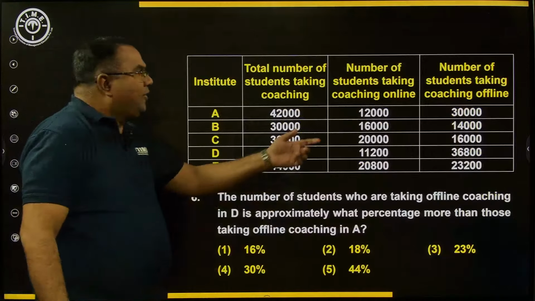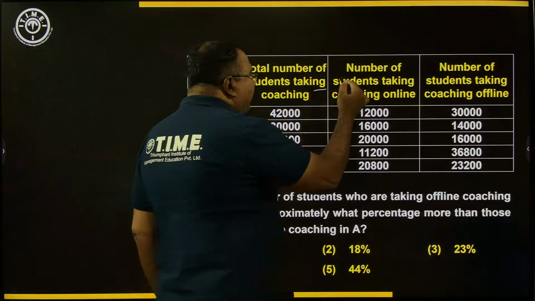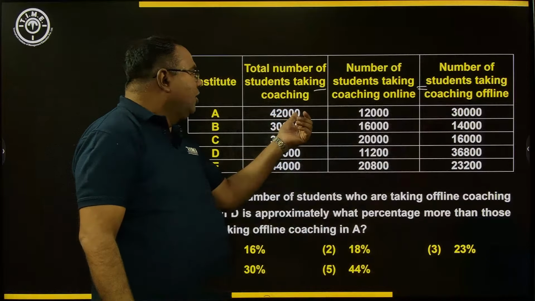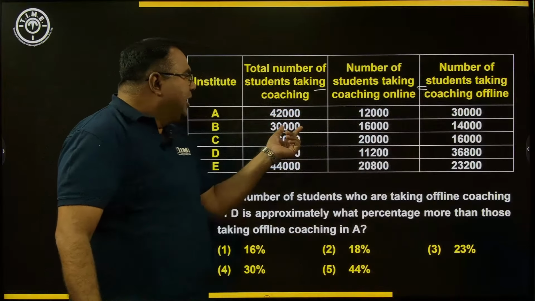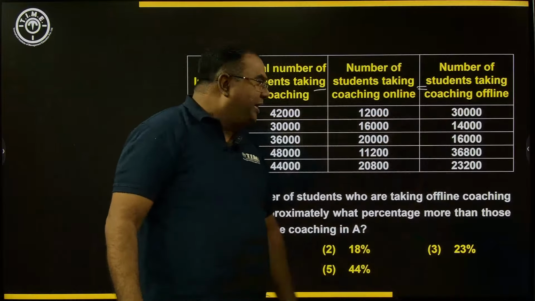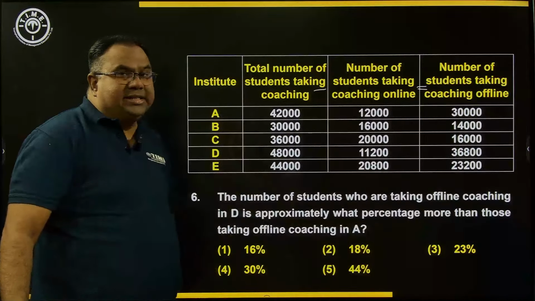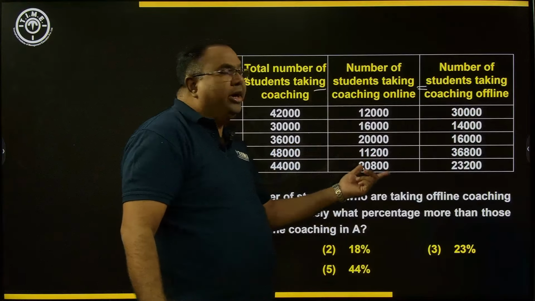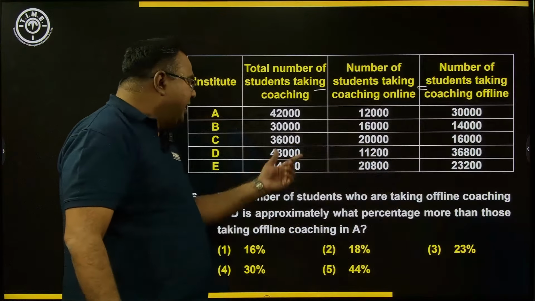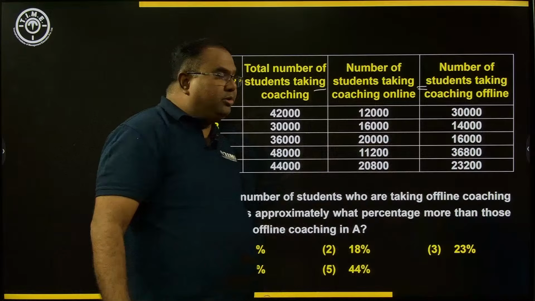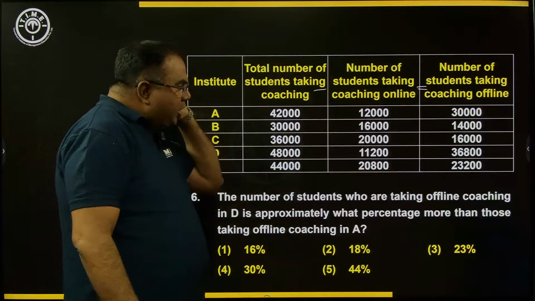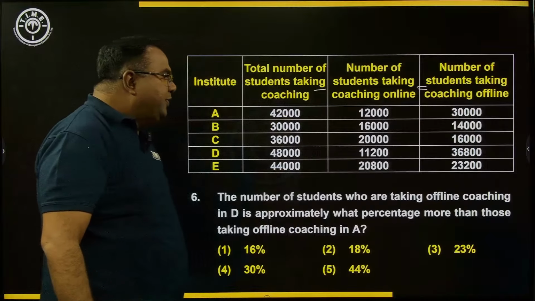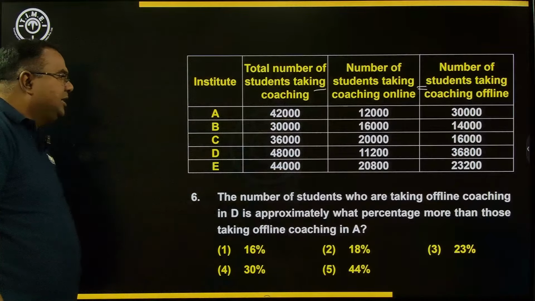Now, how do you get offline students? Total students minus online students will get me offline students. So you can subtract for yourself. 42 minus 12 is 30,000. 30,000 minus 16,000 is 14,000. 36 minus 20 is 16,000. 48 minus 11,000, it is 37, you have to reduce 200, 36,800. 44 minus 20,800, it will be 23,200. Once we got the values, we can solve the questions easily.